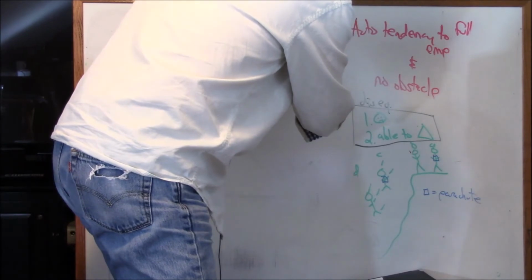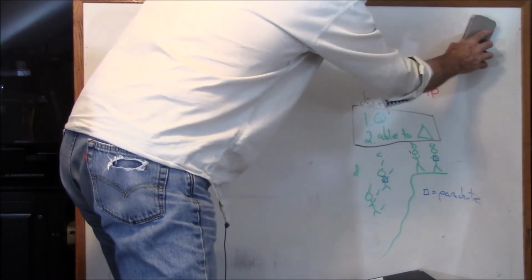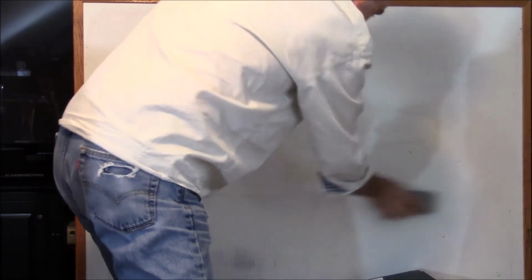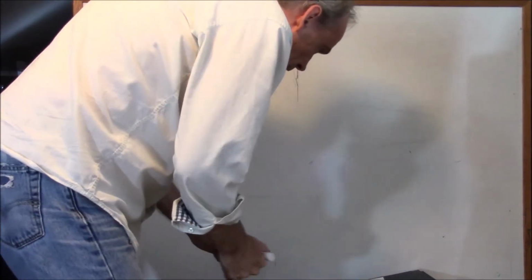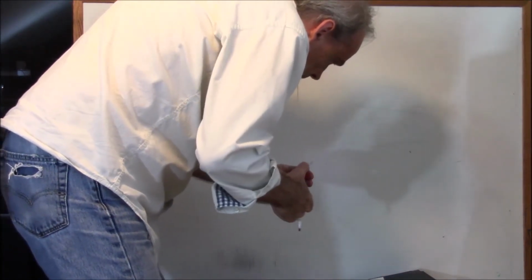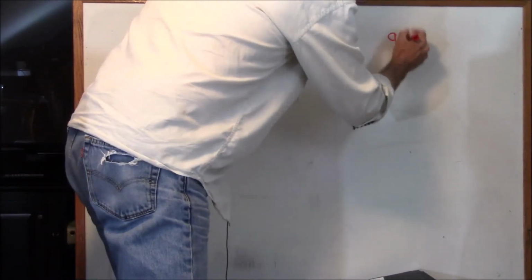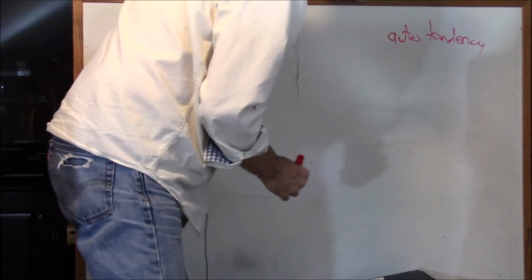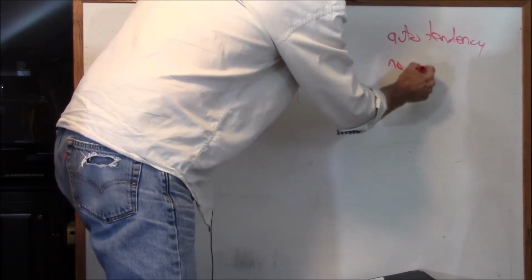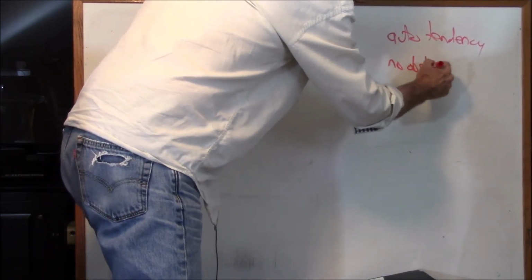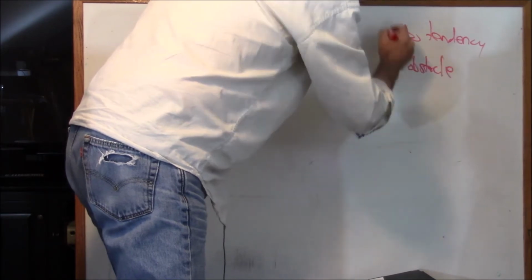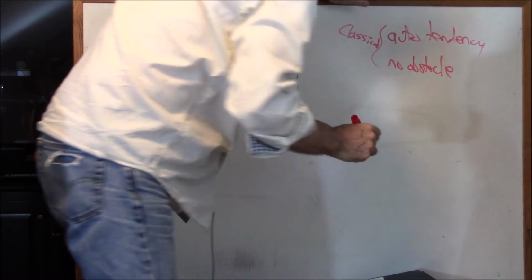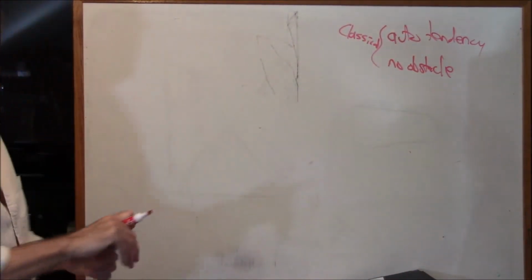Let's see, do I want that up there? I guess I could have left it up there now that I think about it. What did I have up there? I had auto tendency and no obstacle, right? Auto tendency and no obstacle. That was the classical view. They said, don't worry, be happy. It'll take care of itself.